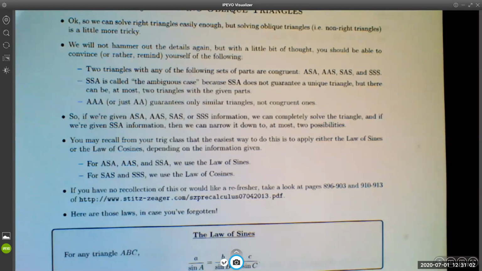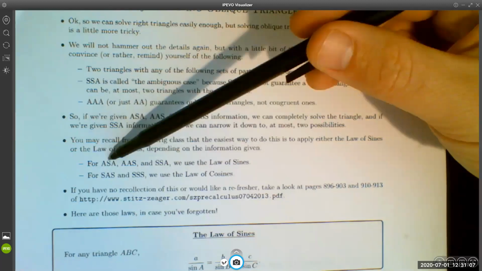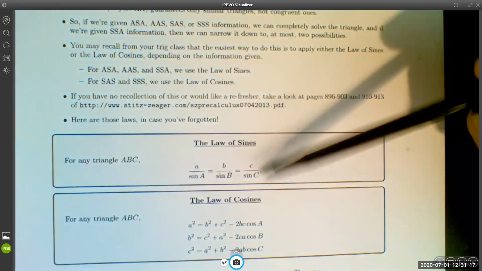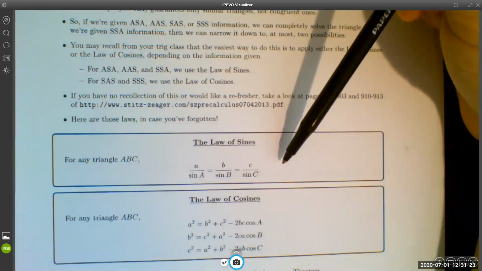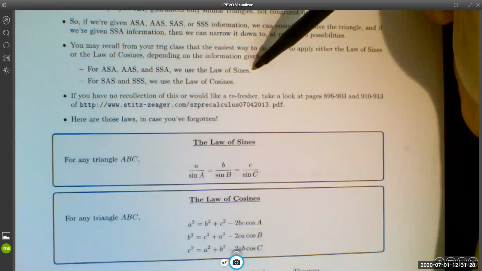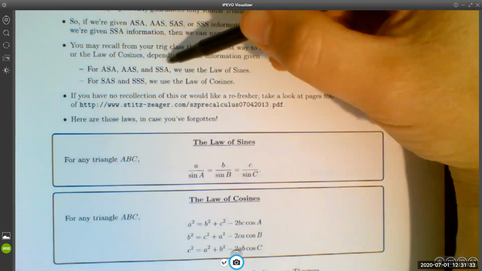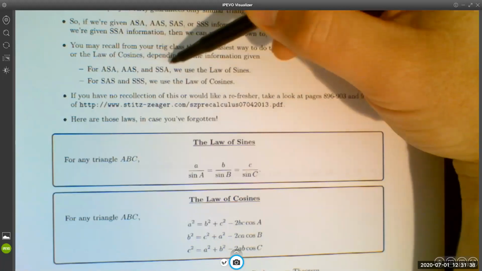If you're given angle side angle, angle angle side, or side side angle, then we start off by using the law of sines, which is this first identity down here. We use the law of sines to solve for either a missing side or a missing angle, and then we can go from there. Remember that side side angle is the ambiguous case, and we'll talk about how to deal with it in a second with a couple of examples.